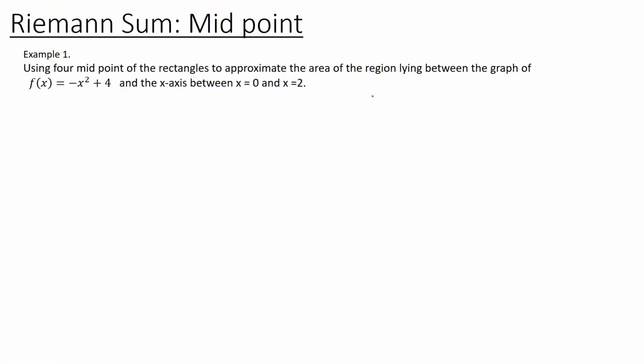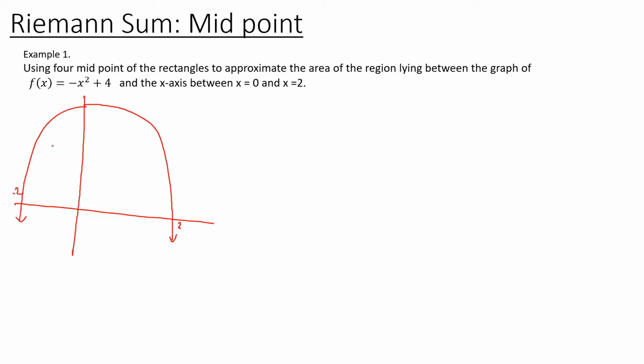Let's look at an example. Example 1. Using 4 midpoint rectangles to approximate the area of the region lying between the graph of negative x squared plus 4 and the x-axis, between x equal to 0 and x equal to 2. I'm just going to sketch it first. Let's pretend here is your x-axis, and we have a big parabola. Here is 2, and the other side will be negative 2. Up here is 4.